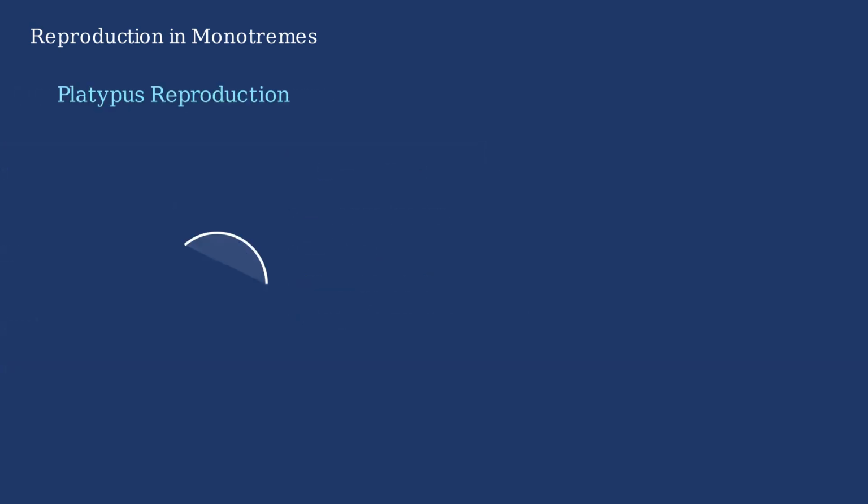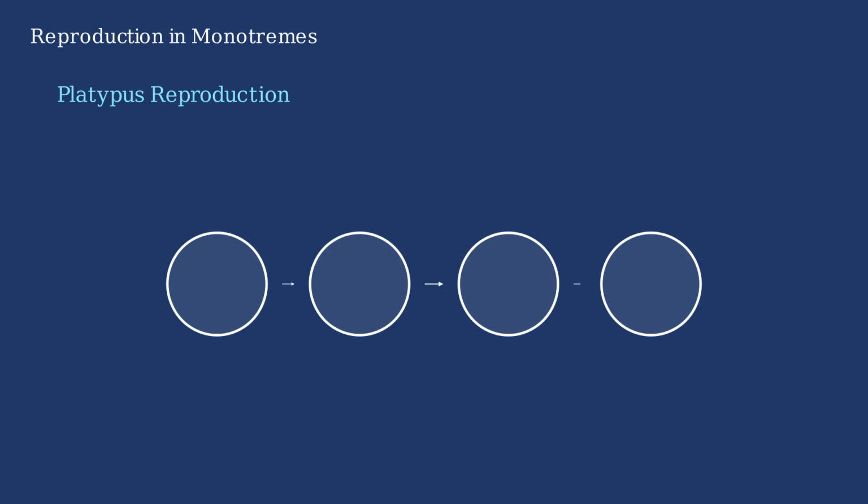Now let's examine the platypus reproductive cycle in detail. The platypus reproductive cycle begins with mating in late winter to spring. After fertilization, eggs develop inside the female for 10 to 12 days. The female then lays 1 to 3 small leathery eggs and incubates them for about 10 days. When young hatch, they are altricial, hairless, and vulnerable. The mother produces milk through specialized patches of skin, not nipples.